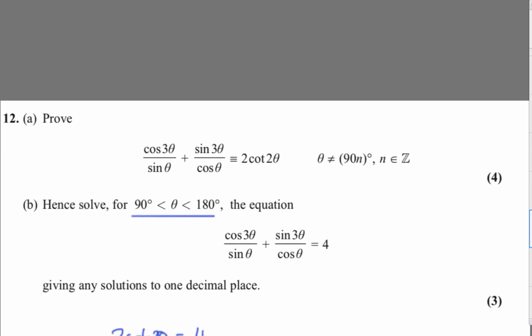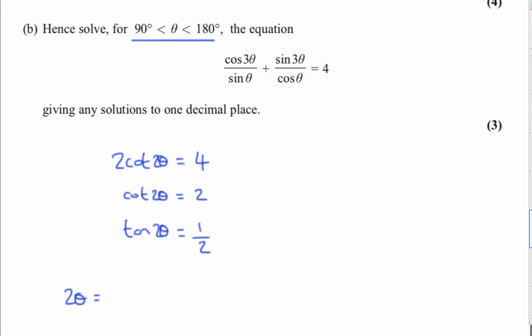We need to make sure we're in degrees for this one. I think it was in degrees. Yeah, 90 to 180. So I'm just going to put my calculator into degree mode. Inverse tan of a half is 26.56 degrees. The next one will be 180 after that, which is going to be 206.56.